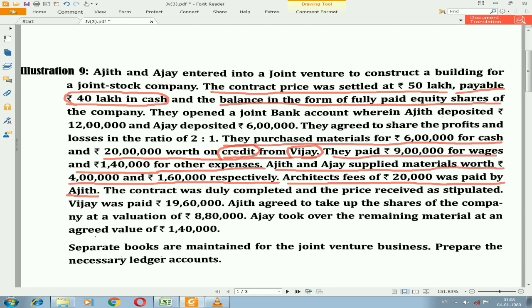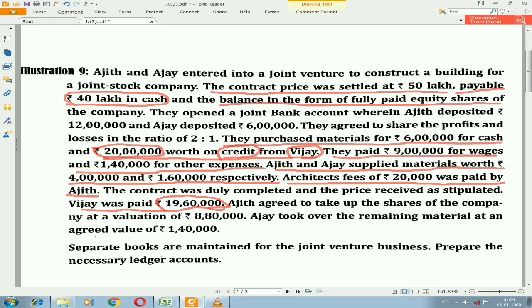Then we have contract was duly completed and price received as stipulated. Vijay was paid rupees 19,60,000. See here, Vijay is a creditor. From him we have purchased some goods with the amount of 20 lakhs. But at the end of the contract, we have paid only 19,60,000. That means for the creditor, we have paid only 19,60,000 out of the total of 20 lakhs. So we are getting some discount.